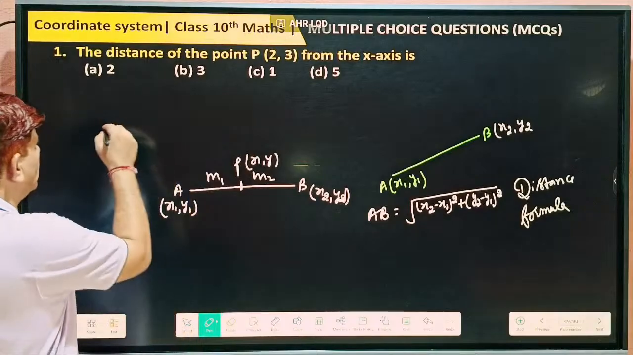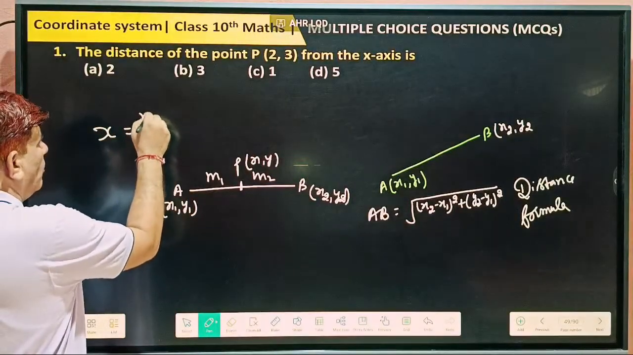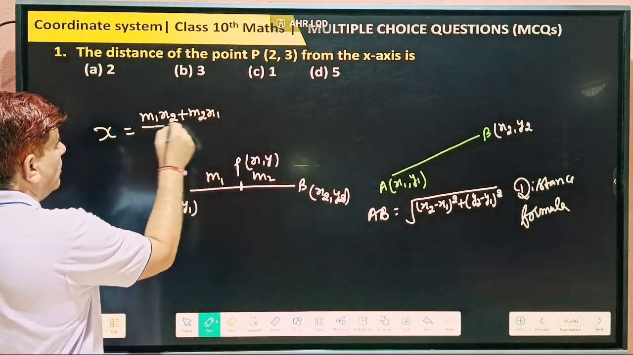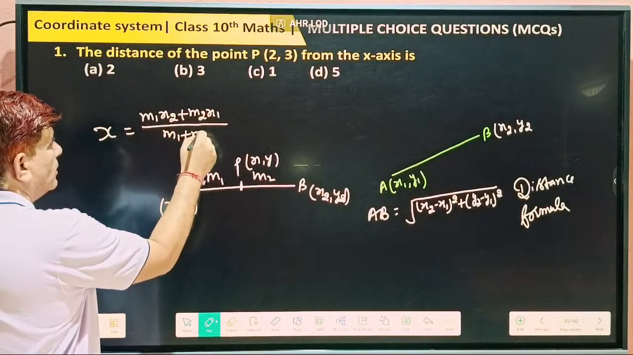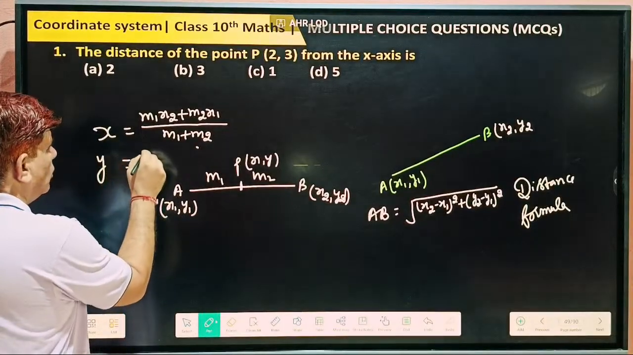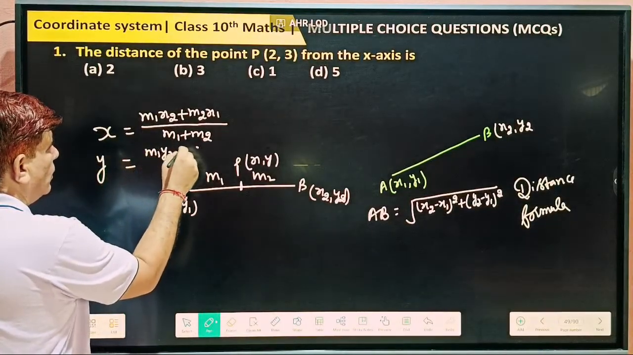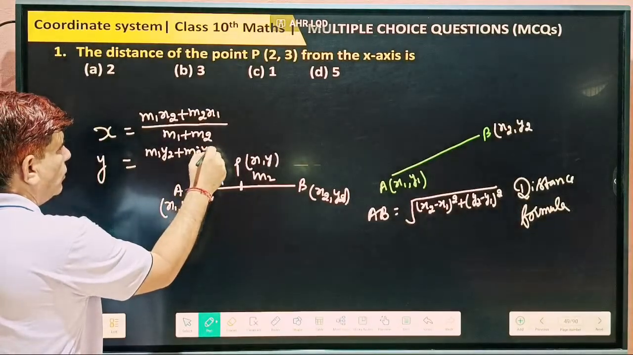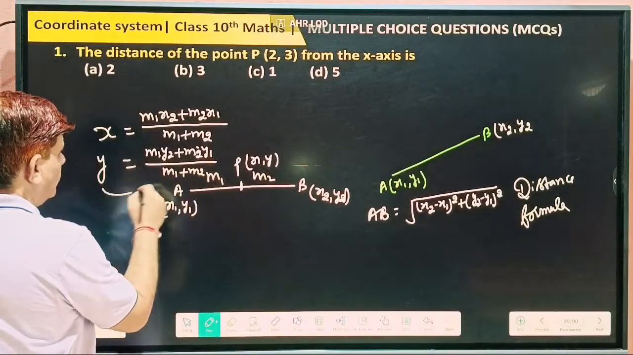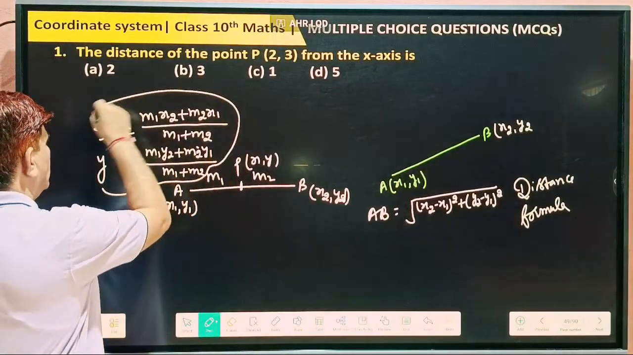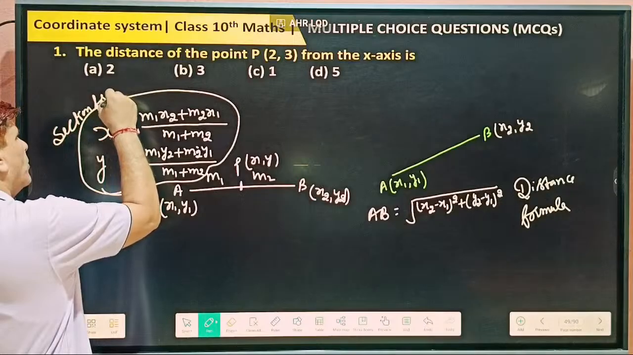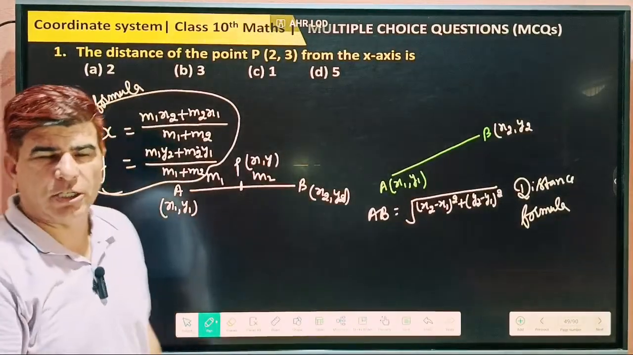Then x is equal to (m1 x2 plus m2 x1) by (m1 plus m2), and y is equal to (m1 y2 plus m2 y1) by (m1 plus m2). So this is known as the section formula. What is the section formula?